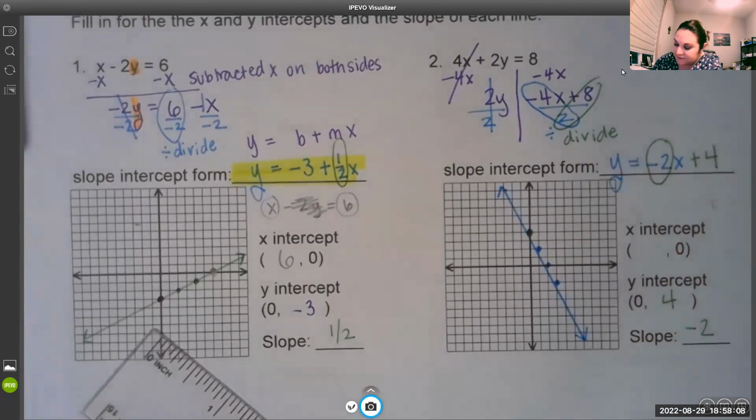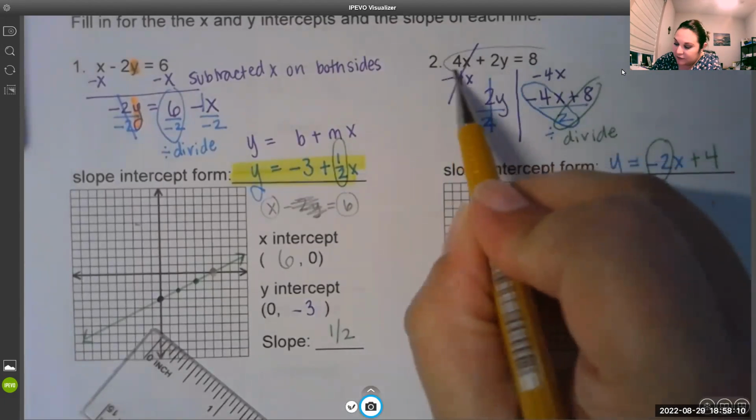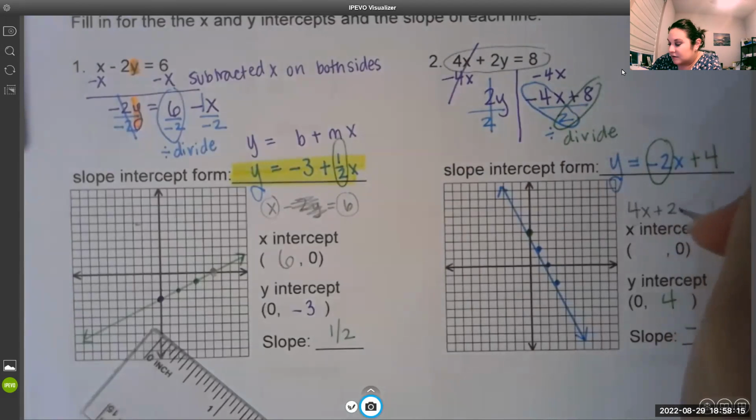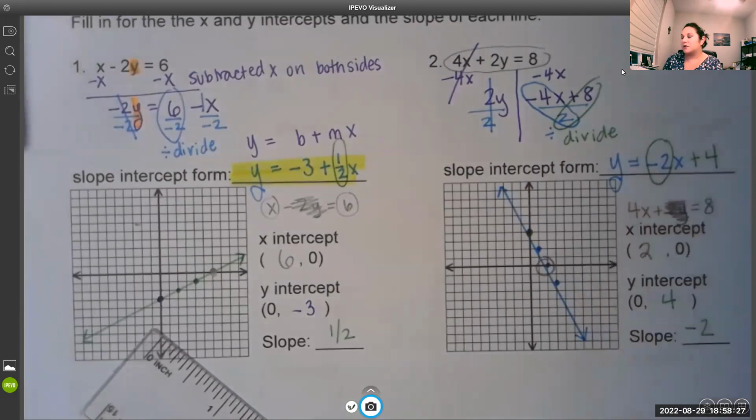That's a lot easier when I look at the original form. I let the y be 0, so it's like I cross that out, and then I divide. 4 goes into 8 twice. And then you also see that right here, right?